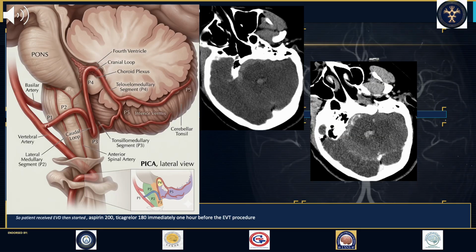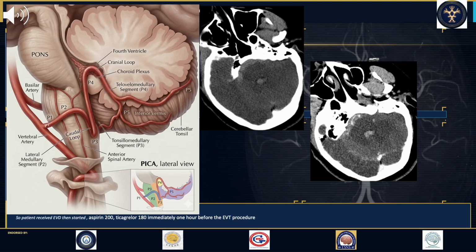From an anatomical point of view, rupture of an aneurysm in the distal PICA segments typically manifests as a devastating subarachnoid hemorrhage characterized by a high incidence of intraventricular extension into the fourth ventricle, often precipitating acute obstructive hydrocephalus, necessitating emergent cerebrospinal fluid diversion.